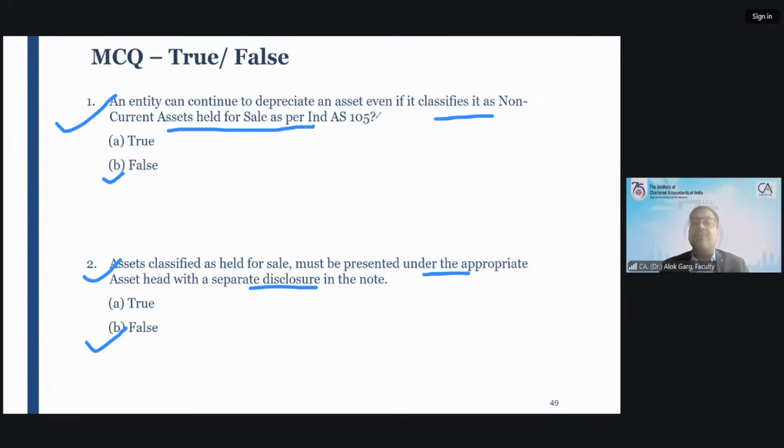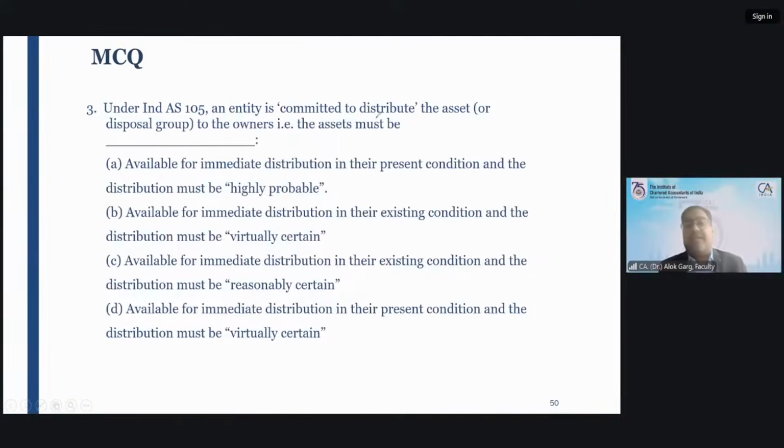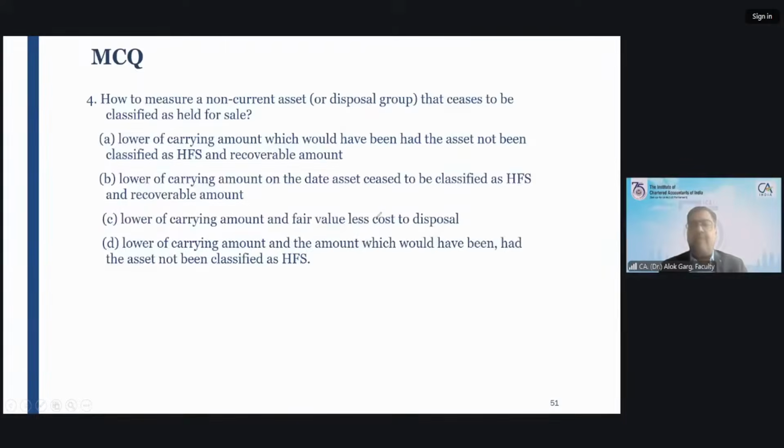Under Ind AS 105, an entity is committed to distribute the asset or disposal group to the owners. That is, the asset must be, which is the right option? A: available for immediate distribution in the present condition, the distribution must be highly probable. Second is virtually certain. Third is reasonably certain. Fourth is virtually certain. What is the right answer? The word highly probable is there. Right? A is correct. A is the right answer. Yes, A for apple.